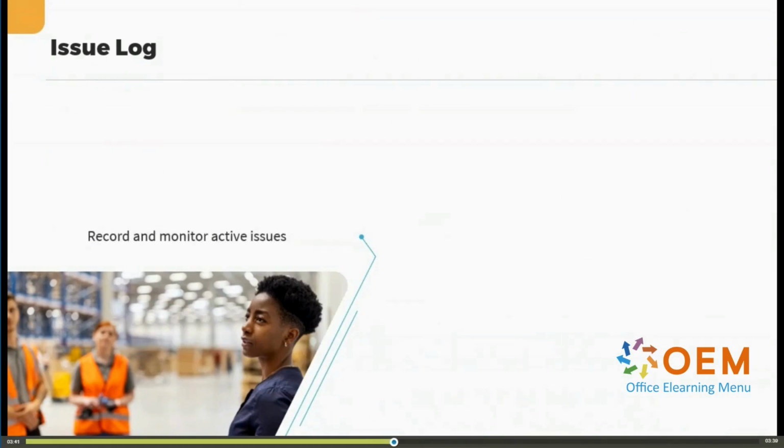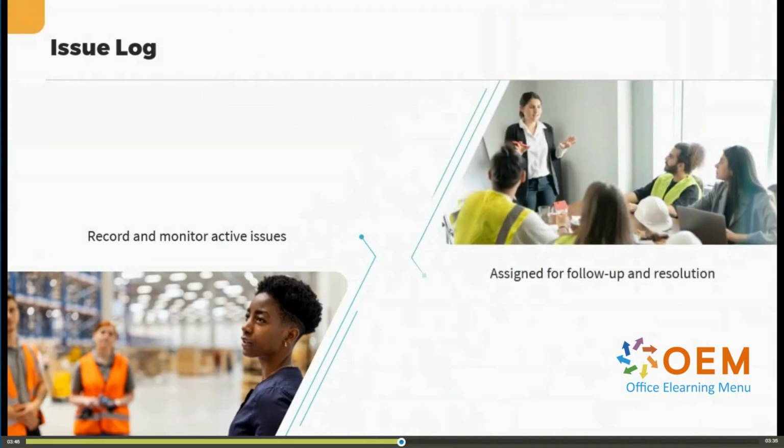They're recorded in the issue log along with details like their severity and their status, and assigned ownership for follow-up and resolution. This log serves as a central repository for recording issues as they come up. It ensures that issues are not just overlooked or forgotten during the course of the project. In fact, by assigning ownership and tracking the status of each issue, project managers can proactively address problems and prevent them from escalating into larger and more critical issues that can impact project success.